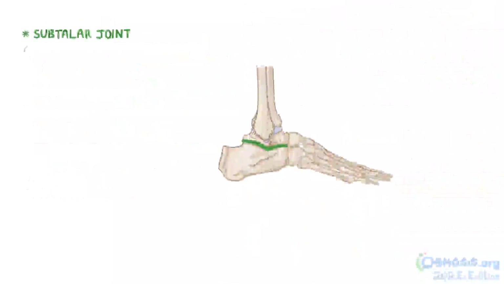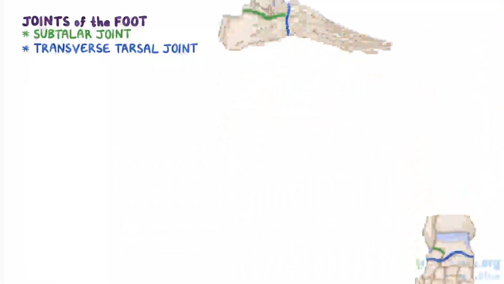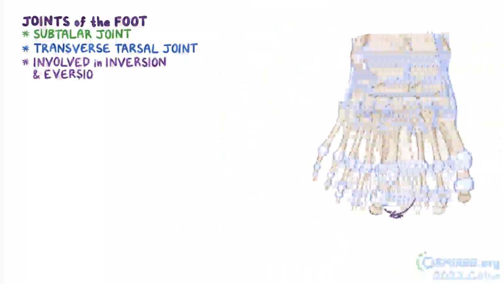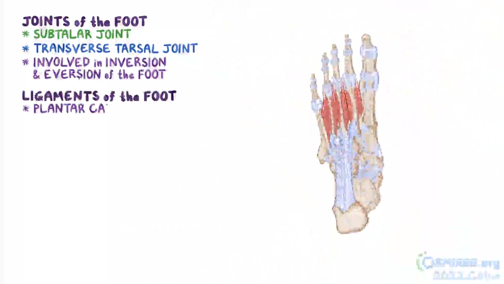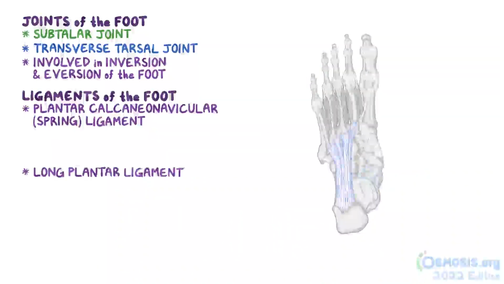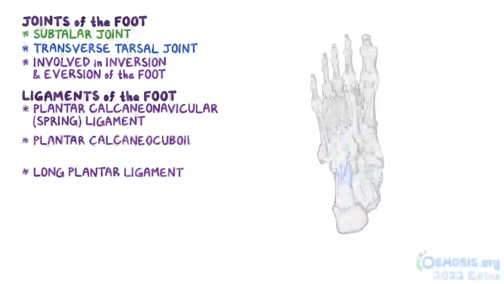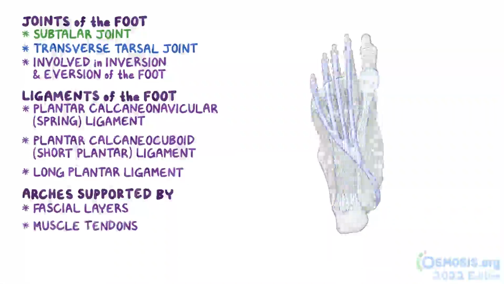The subtalar joint and the transverse tarsal joint are 2 of the major joints of the foot, and are mainly involved in the inversion and eversion of the foot. The most important ligaments of the foot are the plantar calcaneonavicular or spring ligament, the long plantar ligament, and the plantar calcaneocuboid or short plantar ligament. The foot also has 3 bony arches, supported by other fascial layers and muscle tendons.